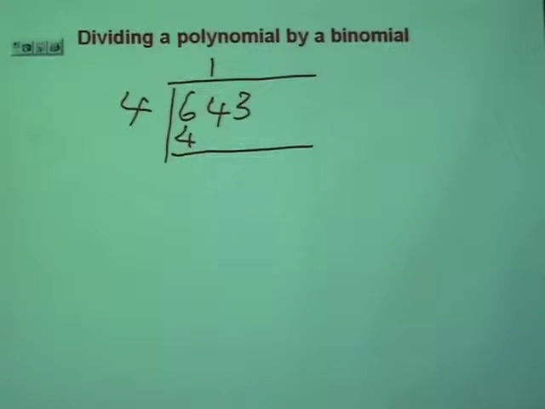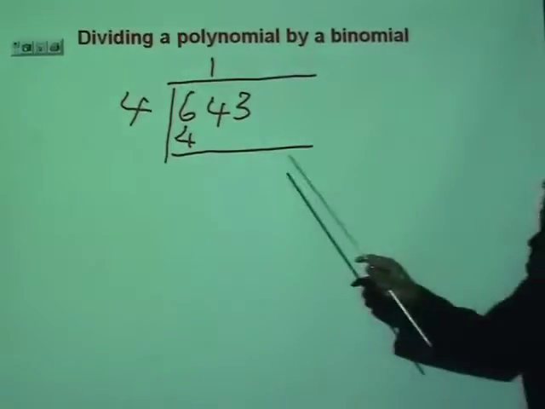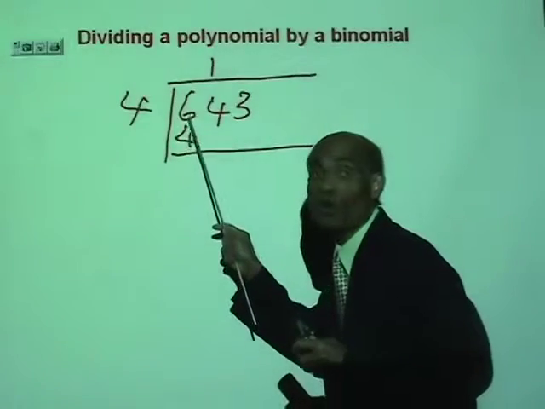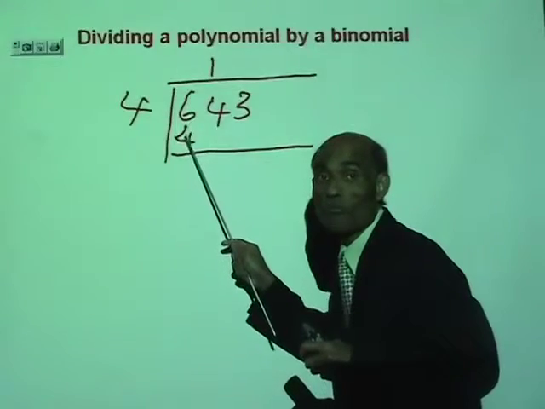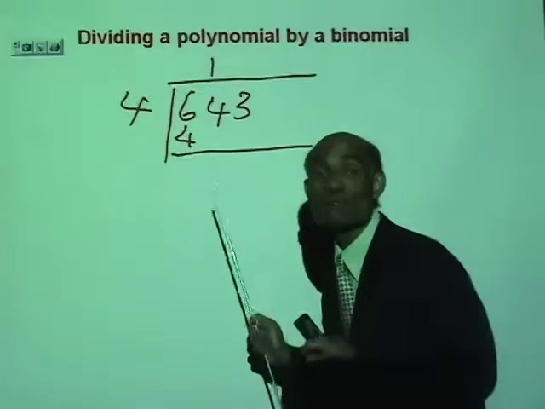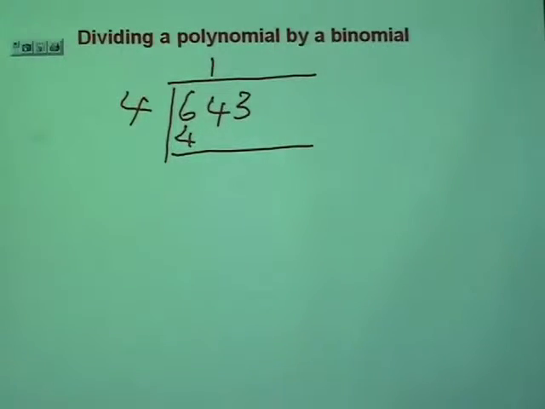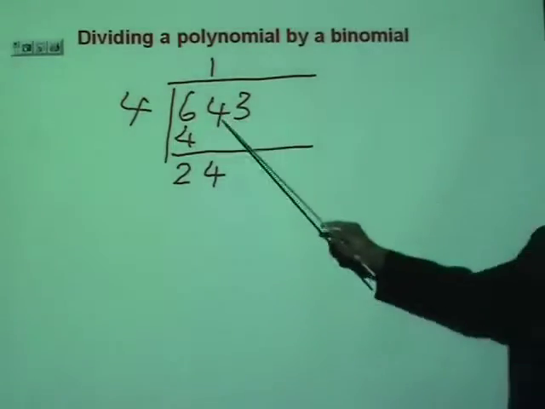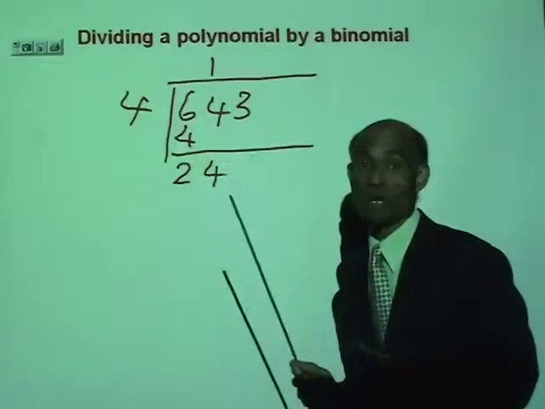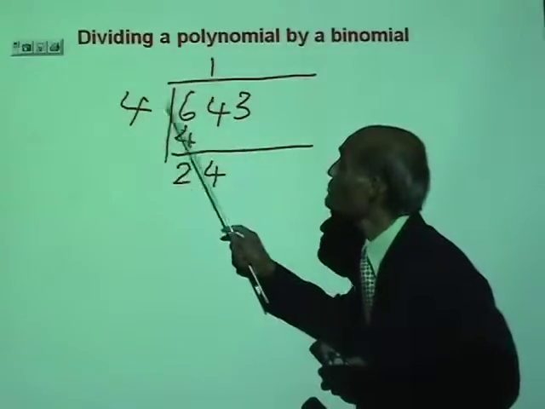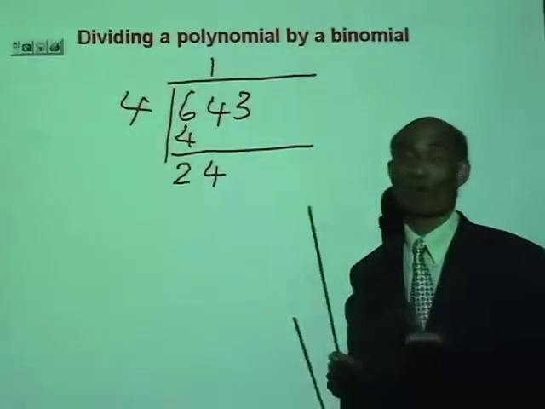What is the next step? Next step is we subtract this 4 from 6. 6 minus 4 is what? 6 minus 4 is 2. Alright? I have 6 minus 4 is 2, and I now bring down the 4. There you are. And now tell me, how many 4s will go in 24?